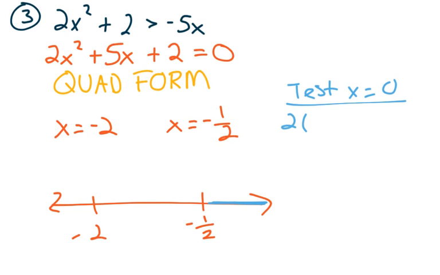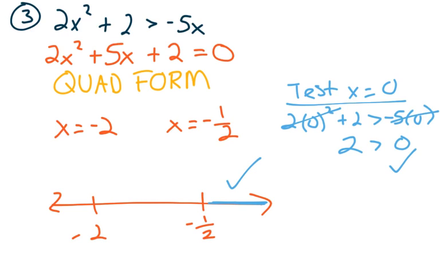Okay, so we'll have 2 times 0 squared plus 2 is greater than negative 5 times 0. That becomes 0 on the right. 2 times 0 squared is 0, so we're left with 2 is greater than 0, and this is a true statement. So we get a true out there, which tells me I can't have a check right next to it, which means this one has to be an x, and I can't have an x right next to an x, so that's got to be a check there.